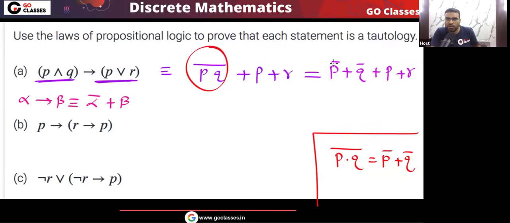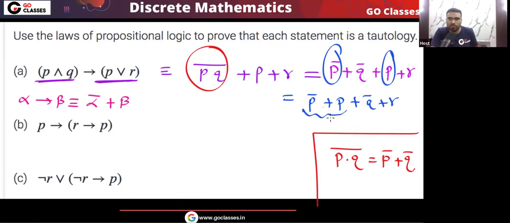Now this is very simple. You can take it like this: P bar or P or Q bar or R. What is P bar or P? That is true. Yes or no? True or anything, that is true. P or P bar, that is true. True or anything, that is true. So finally you got true. So option A is a tautology.